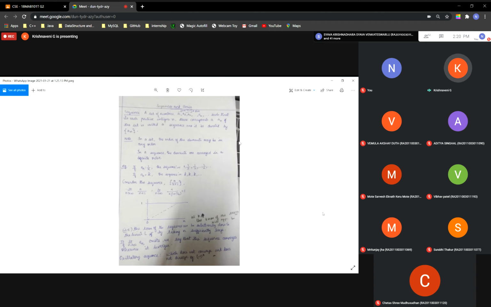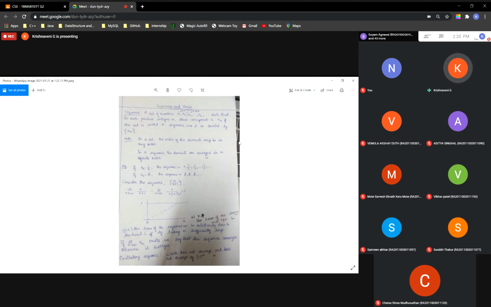Okay, a set of numbers a1, a2, etc., an, etc., such that to each positive integer n there corresponds an an, the set is called a sequence and it is denoted by (an). Okay guys, this is the definition of a sequence.